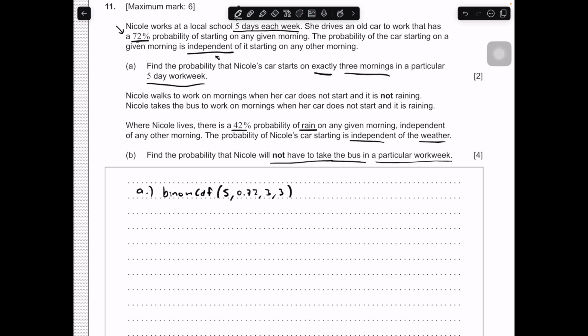Okay. So a lot going on in this question. For probability in general, it helps if we can write it out in some kind of diagram. In this case, since we have independent events, a tree diagram should probably be okay. And what do we want to find? We want to find the probability that Nicole will not have to take the bus. So she walks when her car does not start and it's not raining. She takes the bus to work when her car does not start and it is raining.